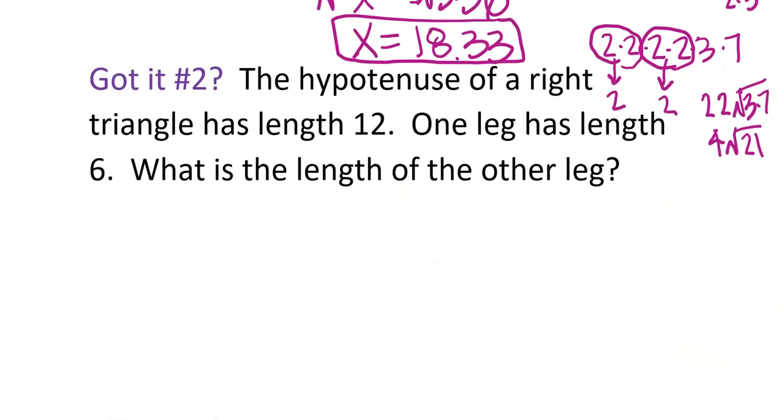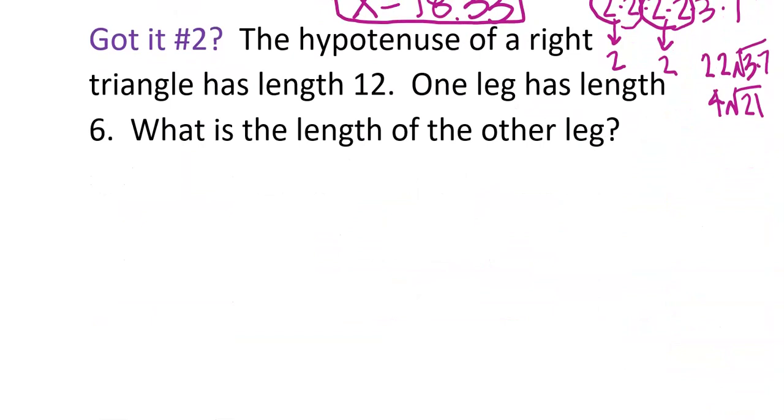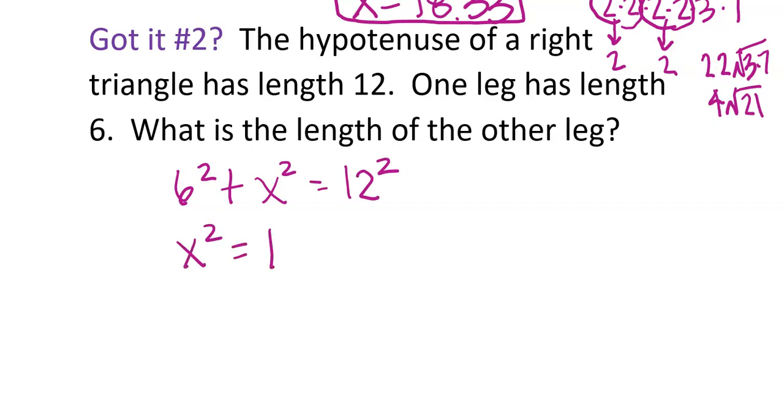So let's look at another one. The hypotenuse of a right triangle has length 12. One leg has length 6. So the hypotenuse is the C part. So it's 6 squared plus x squared, or a squared, whatever letter you want to pick, equals 12 squared. So here's what we're doing. I'm going to show you a little bit different way to do this one, just so you don't have to write as much down.